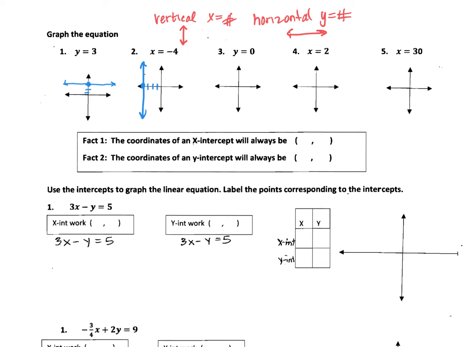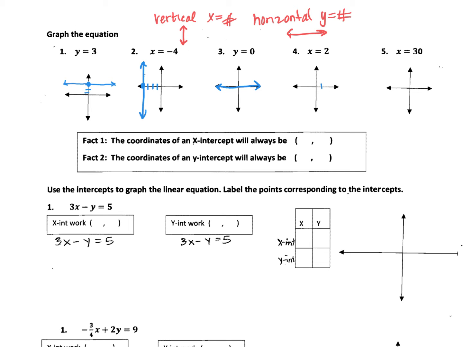Now the y equals 0 is tricky. This is where we really have to remember which way it goes, because the line y equals 0 is our x-axis. All of the points on the x-axis have a y value of 0. And when it's equal to 0 is the only time you're going to have one of the axes as your entire line.